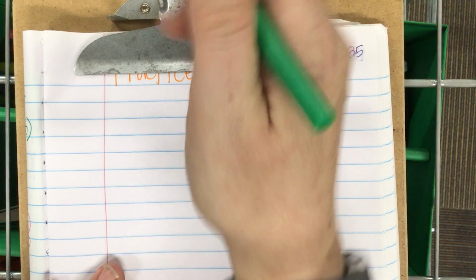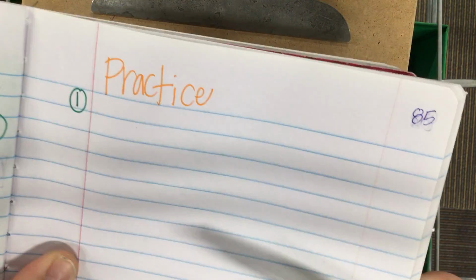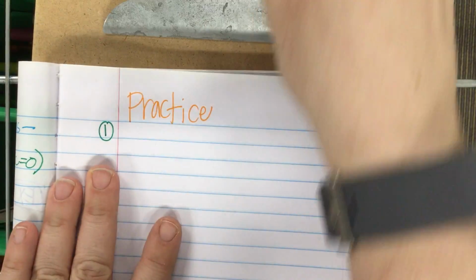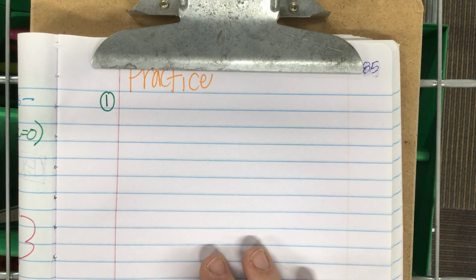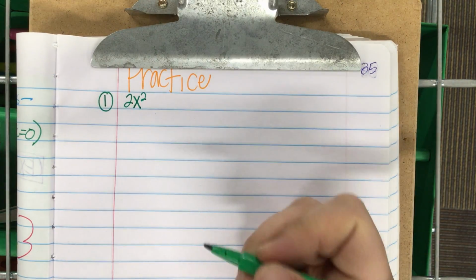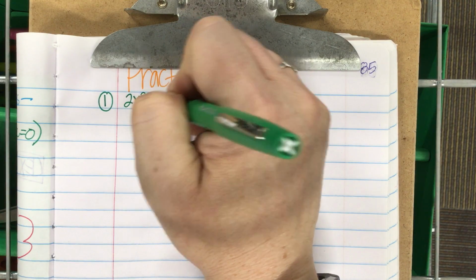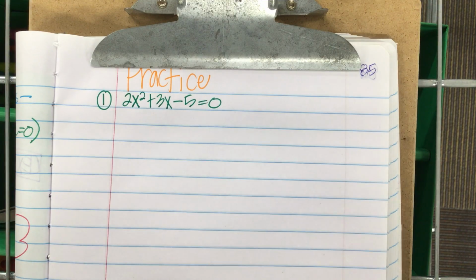We're going to do 3 practice problems. Problem 1. I suggest you stay focused so you do not have excess questions when you are working independently. If I give you the quadratic equation 2x squared plus 3x minus 5 equals 0.